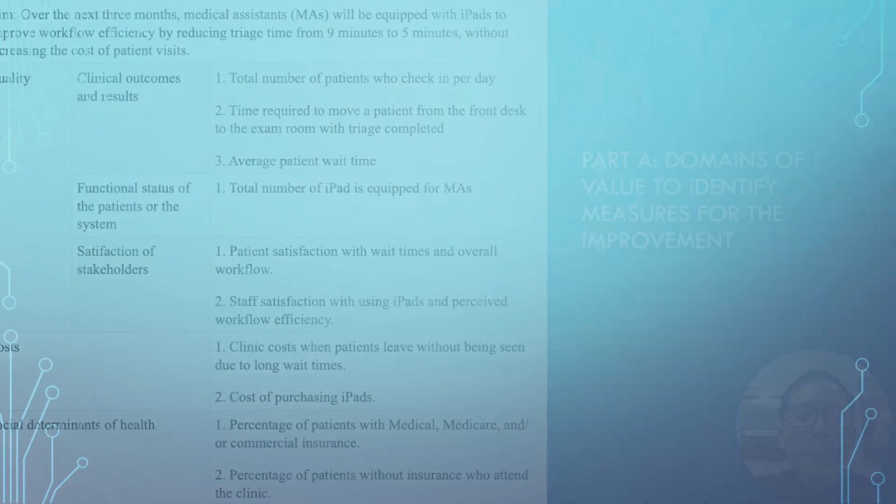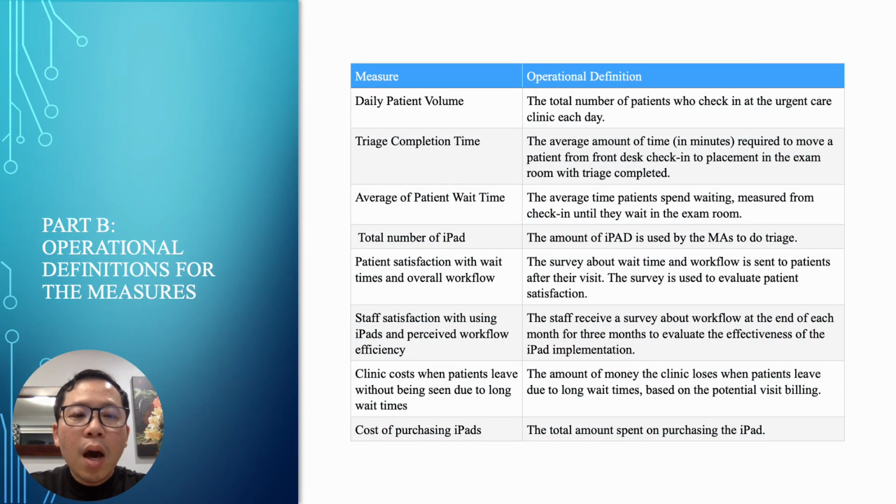Part B, operational definition for the measure. Daily patient volume is the total number of patients who check in at the urgent care clinic each day. Second definition, triage completion time, the average amount of time in minutes required to move the patient from front desk check-in to placement in the exam room with the triage complete. The third definition, average patient waiting time, the average time a patient spends waiting, measured from check-in until waiting in the exam room.